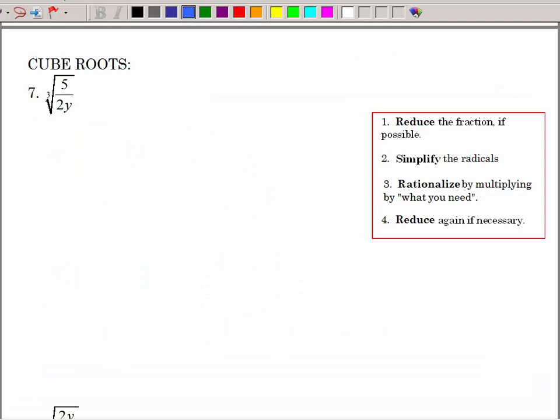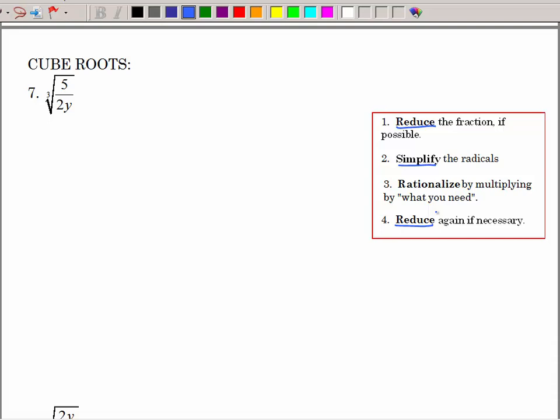Alright, so now we have cube roots. The process is the same. Again, I'm reminding you we need to reduce, simplify, rationalize, and maybe occasionally reduce again, but that is rare. Alright, so let's look at number 7. Can we reduce the fraction? No, 5 and 2 does not reduce. Can we simplify, meaning take out anything? No, we cannot. But what do we need to rationalize by?